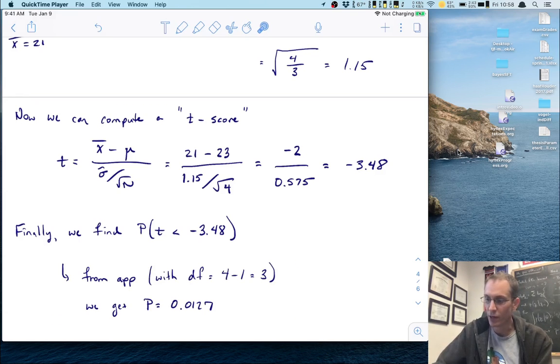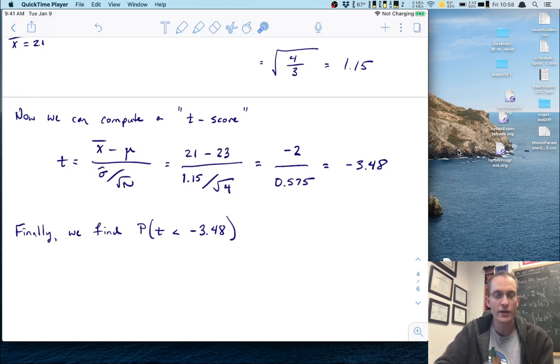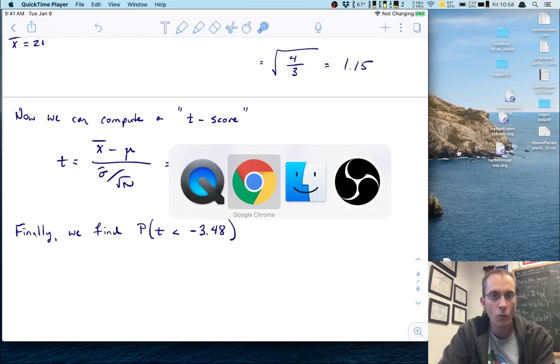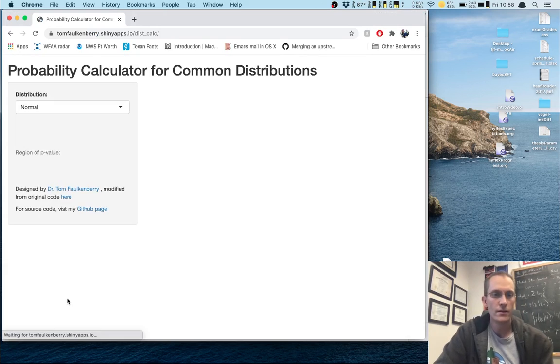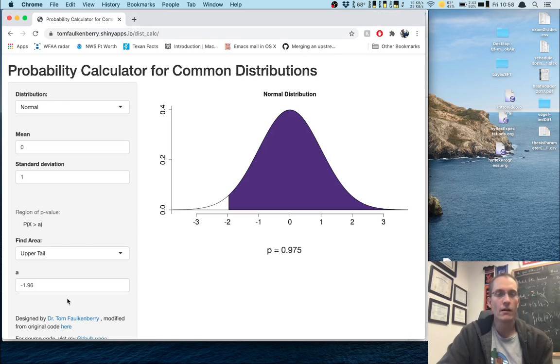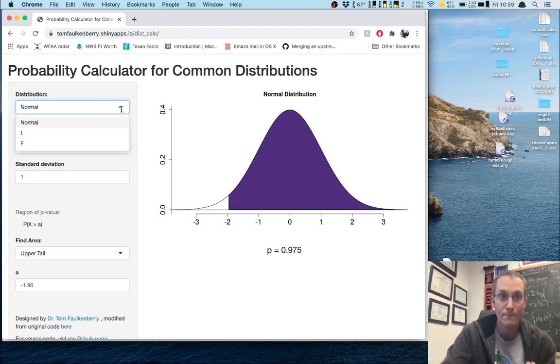So we need to go to the app, and let me undo that real quick. We need to go to the app and figure this out. So how does this work? Well, let me open up our app and reload it. So in this probability calculator, so far we've just been doing normal distribution calculations, but now we want to use this t-distribution. So we're going to go up to the distribution menu and select from these options.